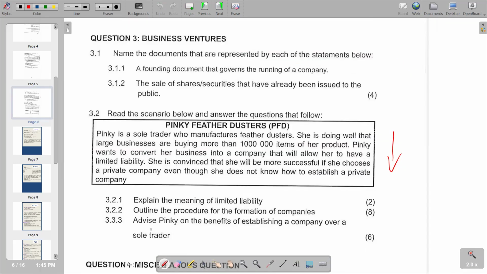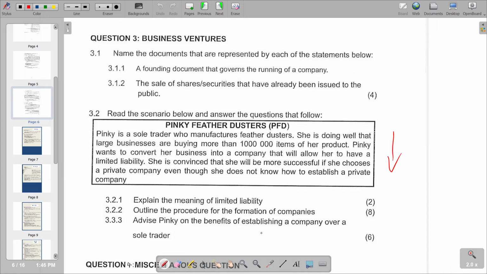3.3.3, advise Pinky on the benefits of establishing a company over a sole trader. What are the benefits of establishing a company over a sole trader? Obviously, a company is bigger than a sole trader. When we talk about a sole trader, it's a self-employed person who owns and runs his or her own business as an individual. That's a sole trader. From there, we can easily differentiate between a sole trader and a company.